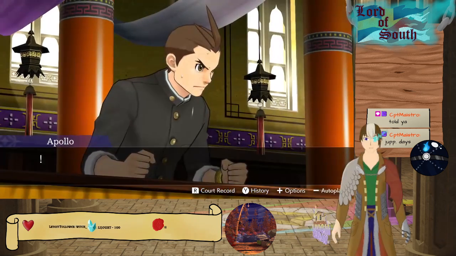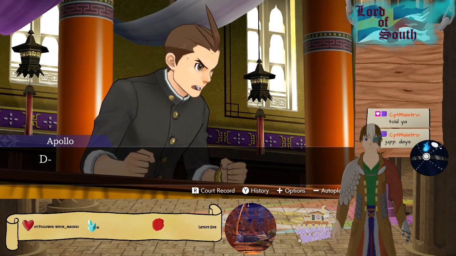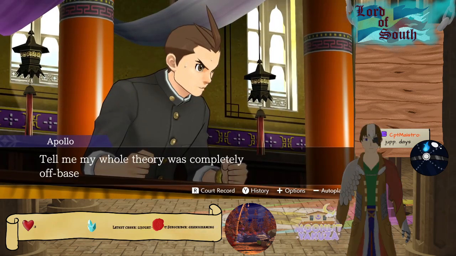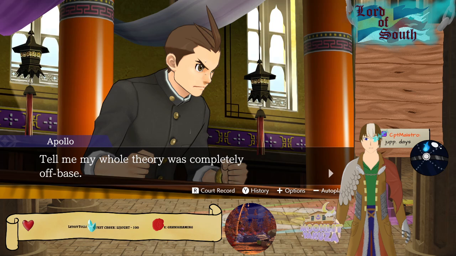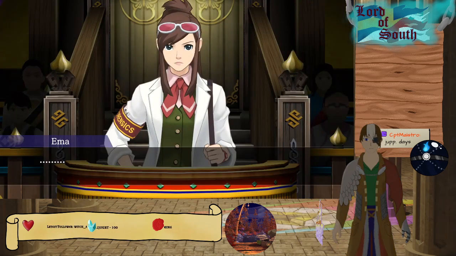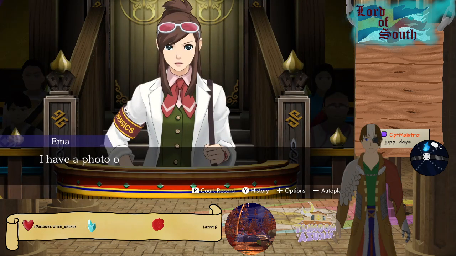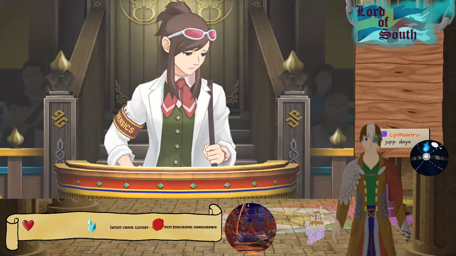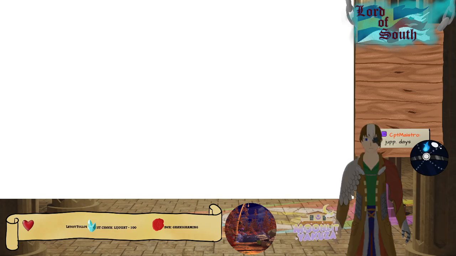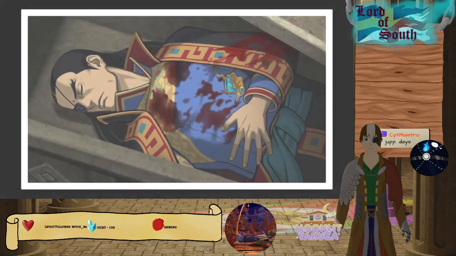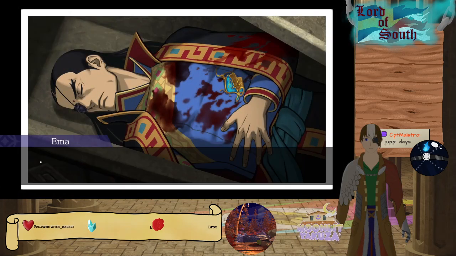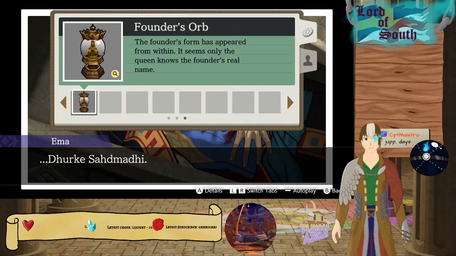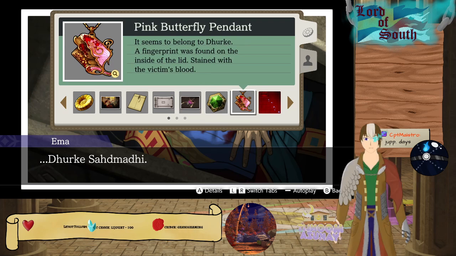Oh, good lord. A body? Detective Sky? Tell me it wasn't Daruk. Tell me my old theory was completely off base. I have a photo of the body, and I have possibly identified it as Daruk, sad man. It also has the blood. Oh, speaking of, we do have the other butterfly. So that means that this is Amara's.